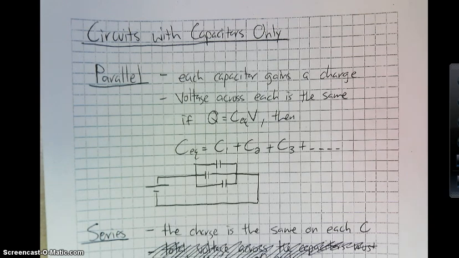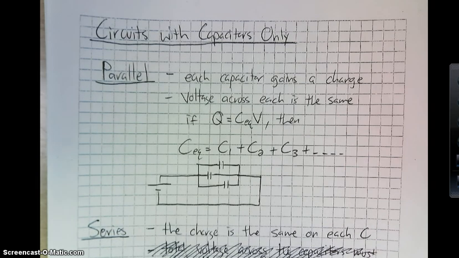Okay, so this is circuits that have capacitors in them only. The reason why I'm saying that is because we can get into much more complicated circuits that have both resistors and capacitors. We're not there yet, so we're just going to focus on simply circuits with capacitors. We've already done circuits with resistors, and so this is the next step.